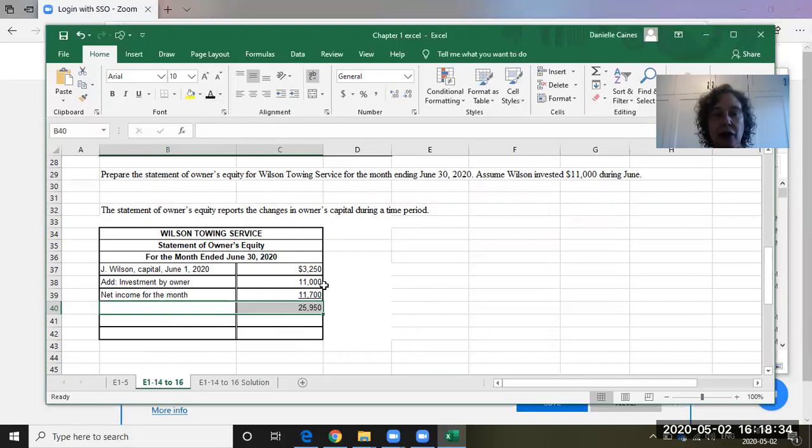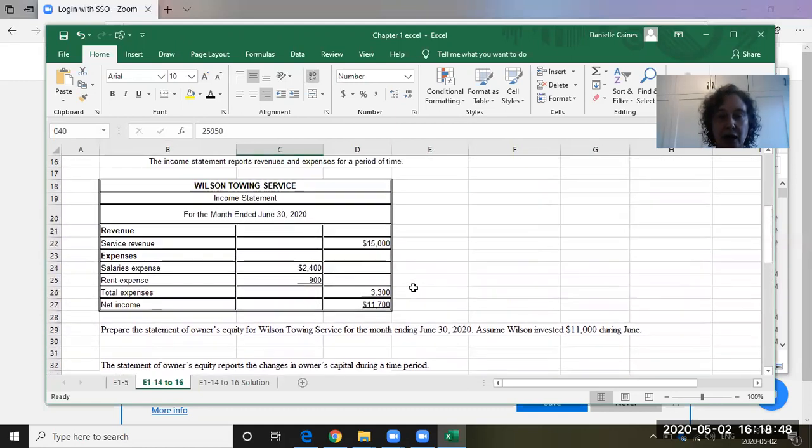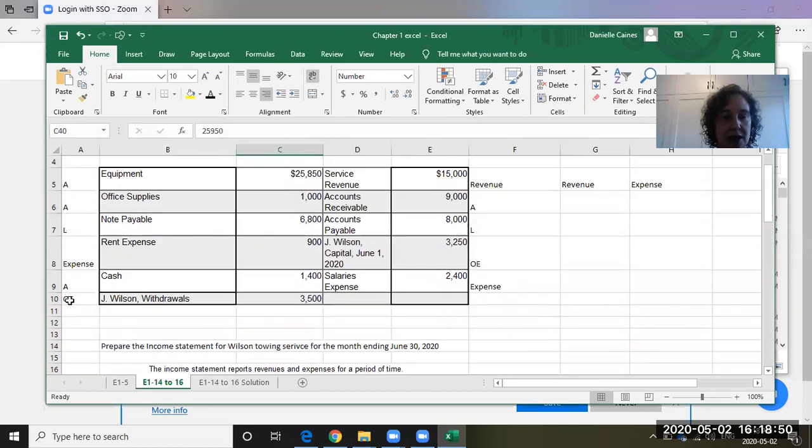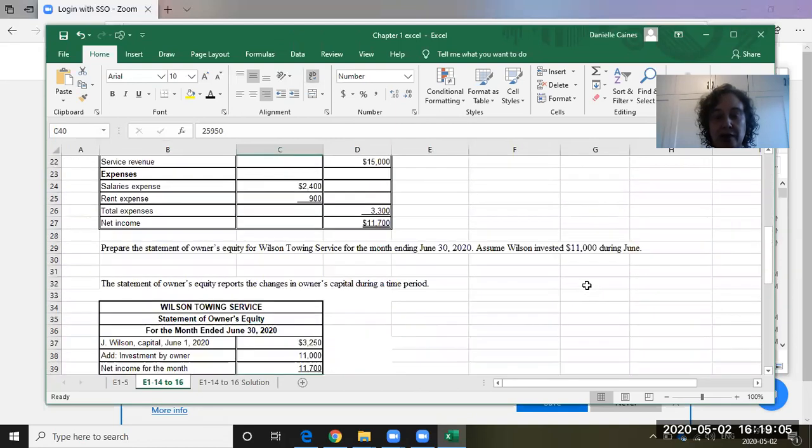So we started off with June 1st, $32.50. We added in $11,000 for the investment, $11,700 for the net income, and that totals $25,950. But we also have a withdrawal. So if you look here, we identified another owner's equity account. So this is the only other one that we have for owner's equity. J. Wilson withdrawals. So the owner withdrew $3,500. So we also have to subtract that.